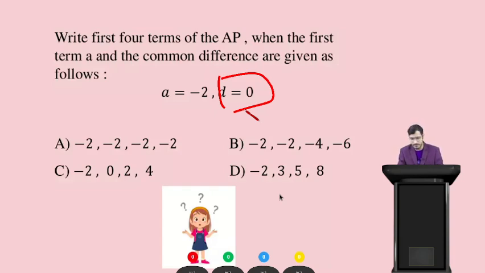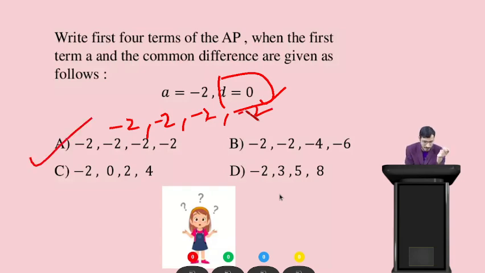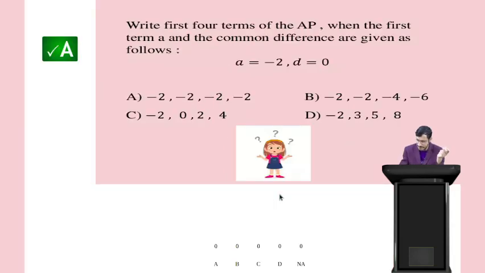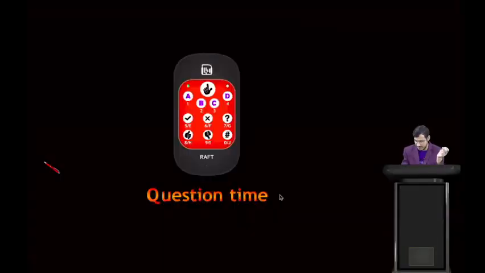Okay students, time's up. The right answer is, you can see the common difference is 0 here. That means the difference between two consecutive terms is 0. So -2, next term -2, again -2, again -2. So all are -2 here. So option A is our right answer. Okay, correct. Now let's move to the next part.